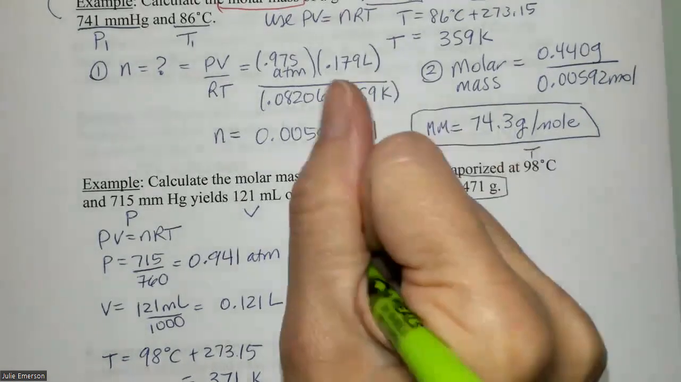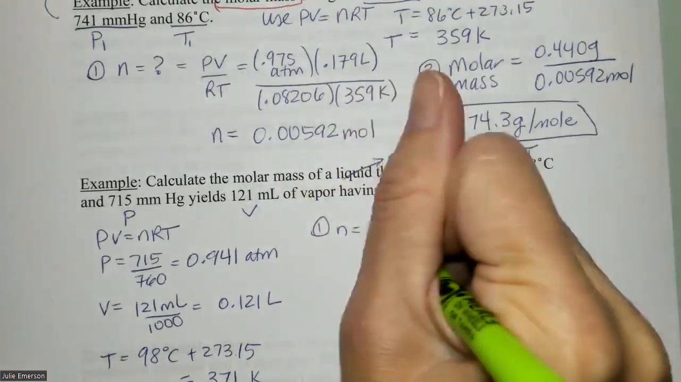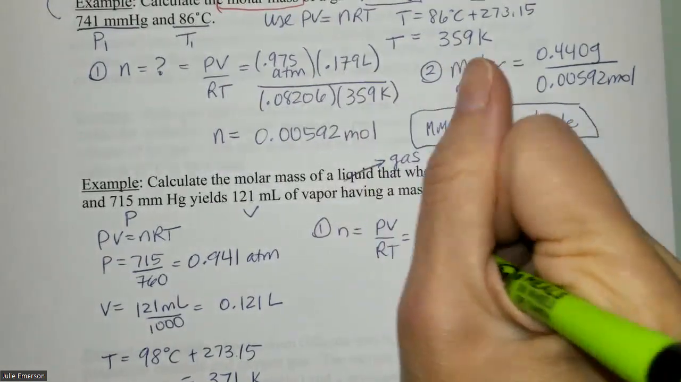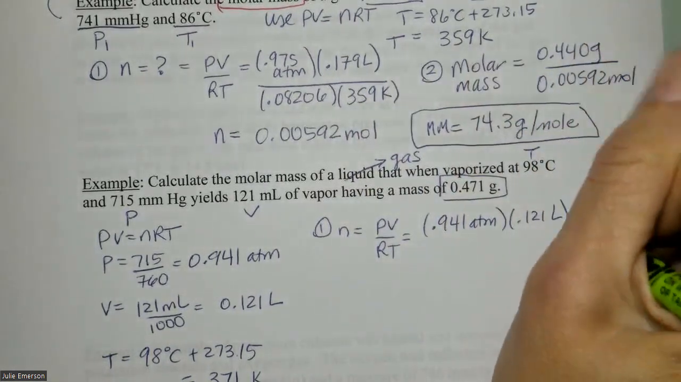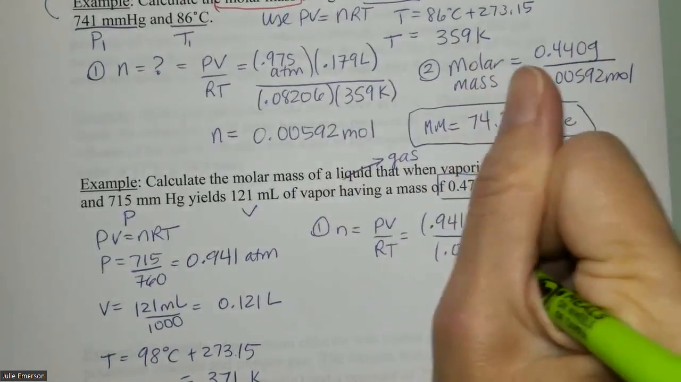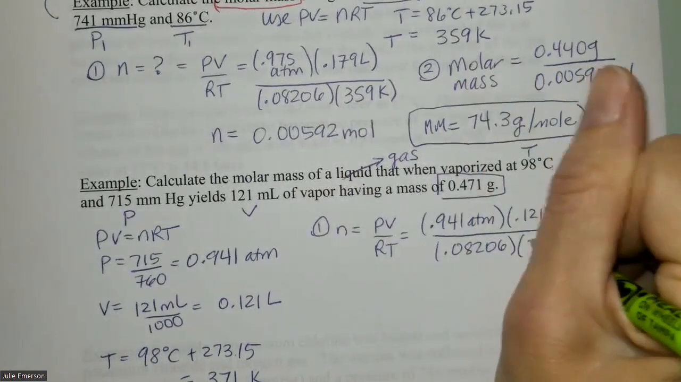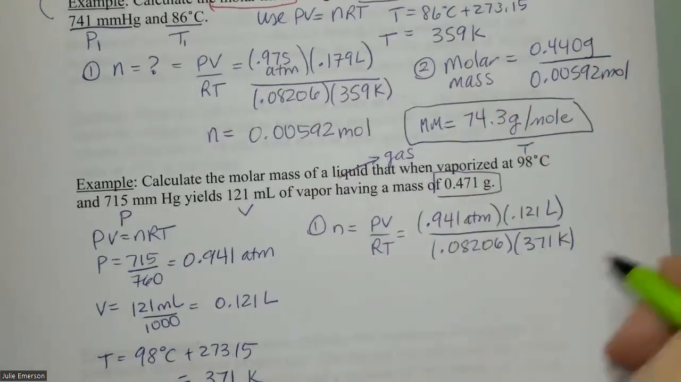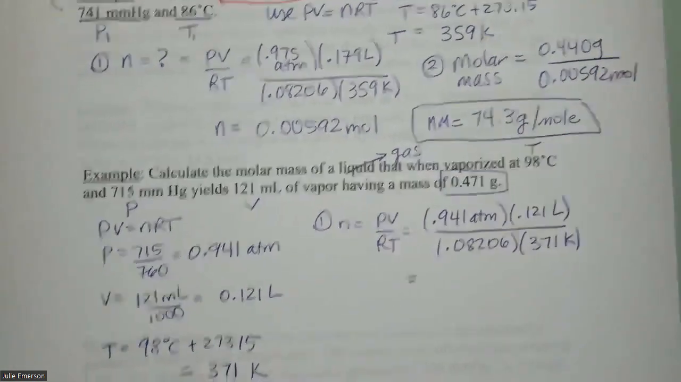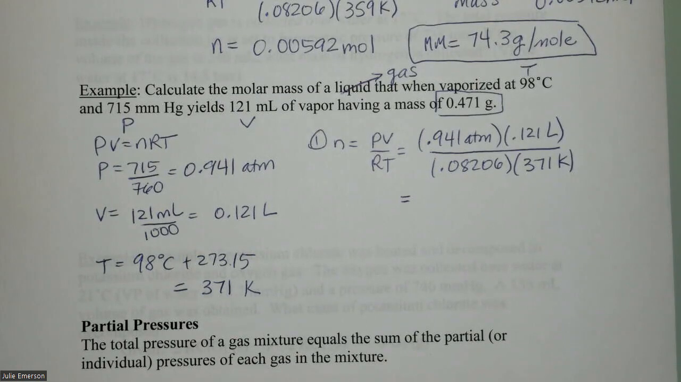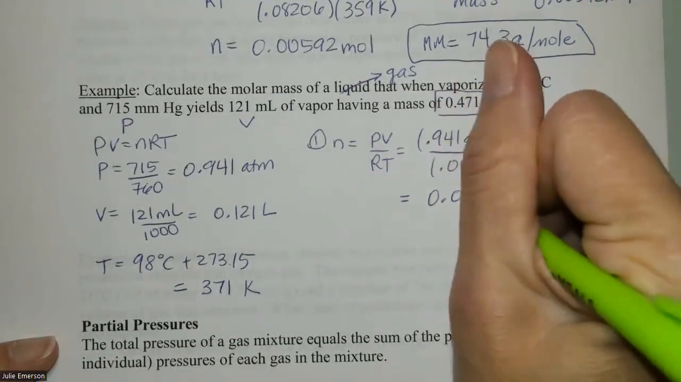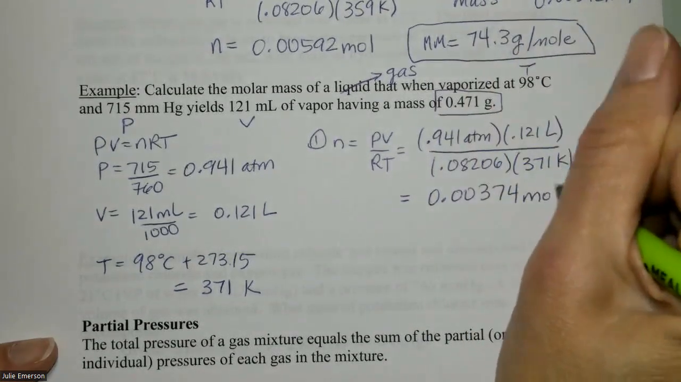All right, so then step 1, let's find n. PV divided by RT: pressure 0.941, volume 0.121, R 0.08206, temperature 371. So how many moles do we have in that sample? We know our pressure, volume, and temperature, and that tells us that we had 0.00374 moles of gas present.